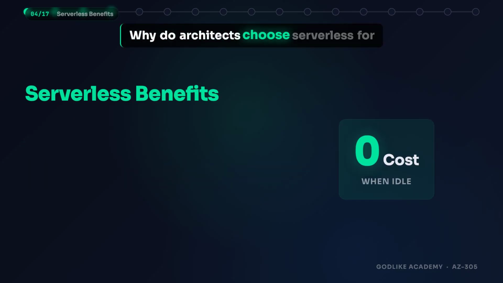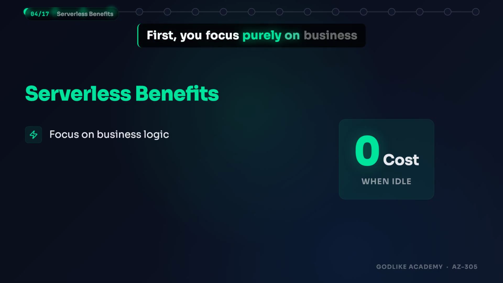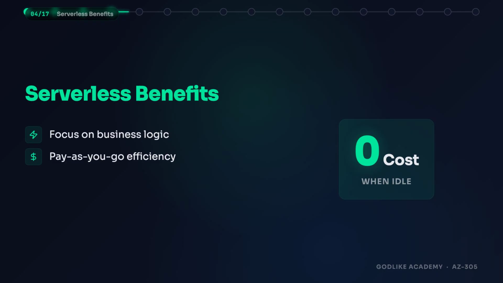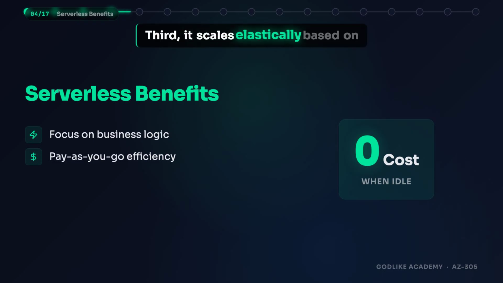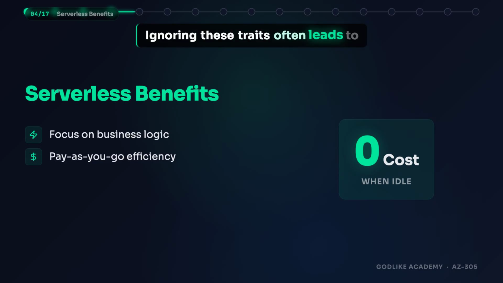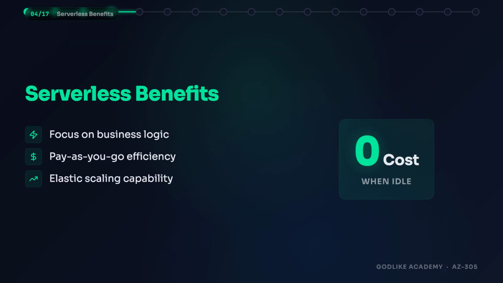Why do architects choose serverless for production workloads? First, you focus purely on business logic instead of VM administration. Second, the cost model is efficient because you only pay when code runs, typically measured in 100 millisecond increments. Third, it scales elastically based on event volume. Ignoring these traits often leads to over-provisioned resources and unexpected monthly bills.